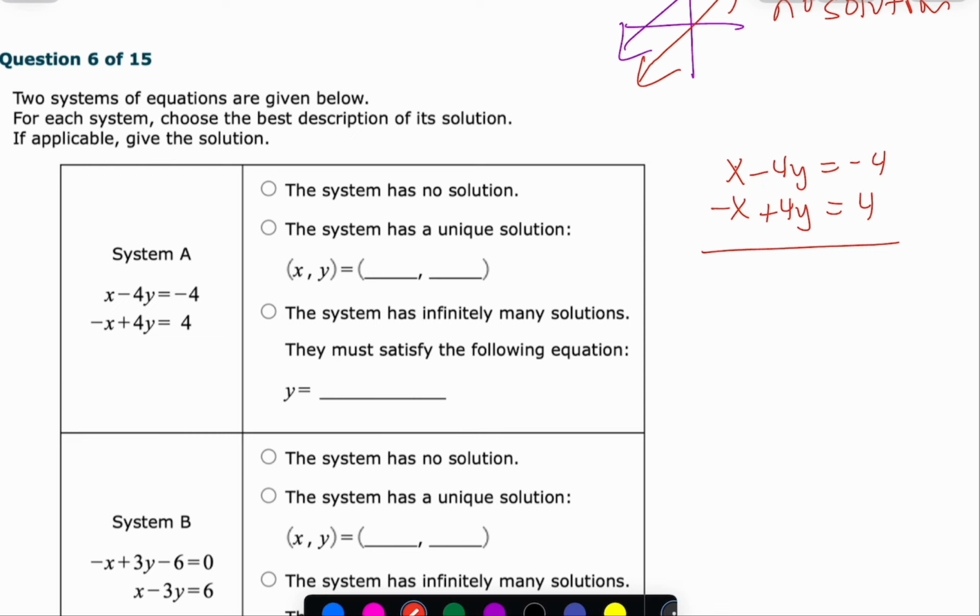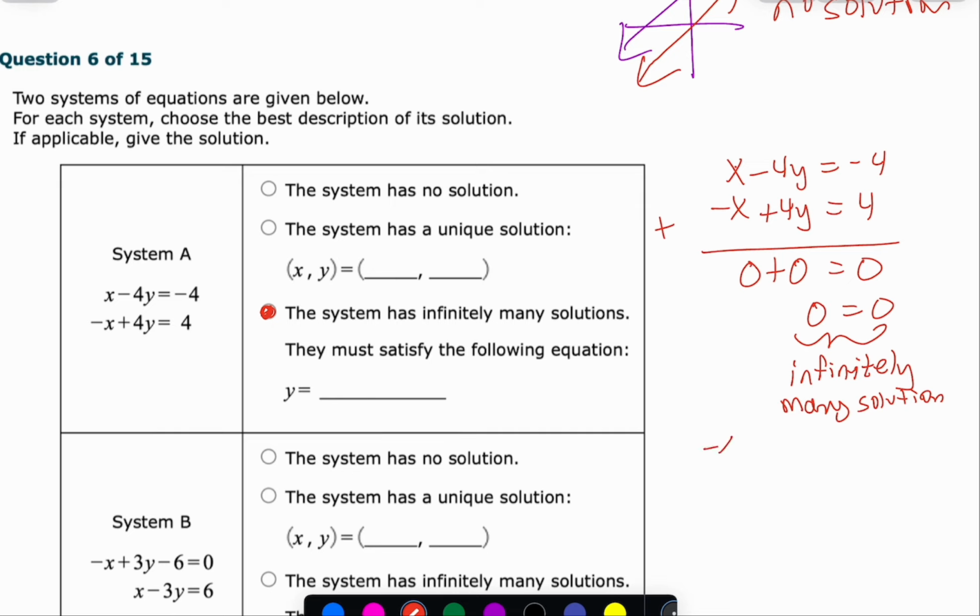Since they are opposites, just add the two equations together so that they are eliminated, and we get 0 plus 0 equals 0. So 0 equals 0 means that there is infinitely many solutions. No matter what, I always get a true statement. So if you graph the lines, it's just that the lines are duplicates. So you're going to choose this one, but you have to tell them what y is equal to. So just take either equation and solve for y.